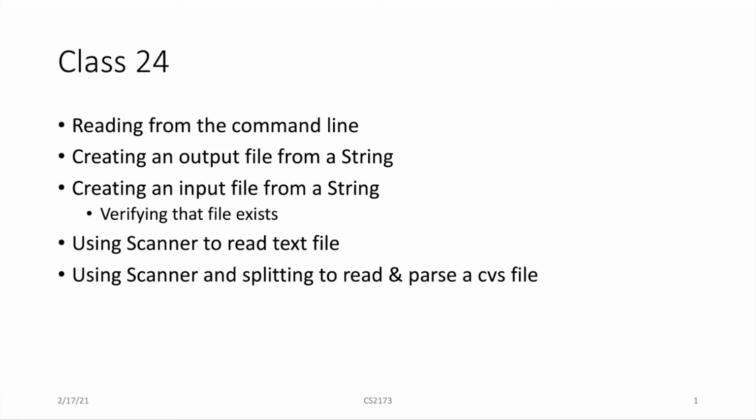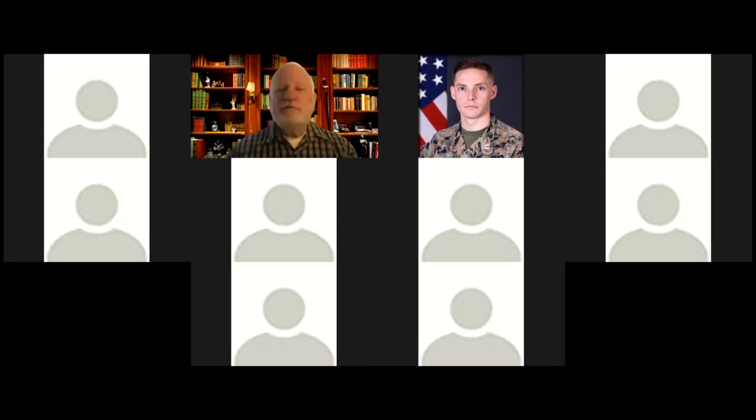And then we're going to use the scanner to read the text file as we have done before. And then using that scanner, splitting and reading and parsing. Again, you've already done that with the movie assignment, and that was with a tab separated file. Now we're going to work with a comma separated file. And in the process also touch on working with maps and reusing one of the classes that you've written before.